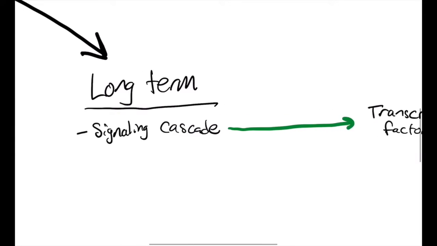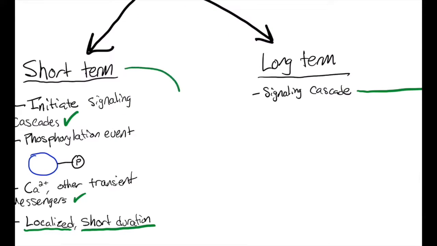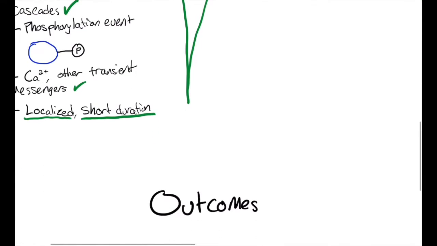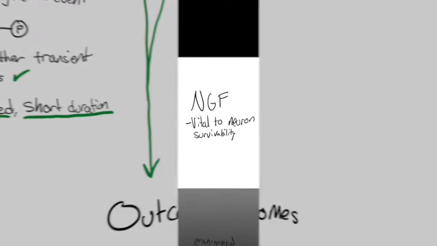In this video, we will explore several cases of receptor activation in the nervous system during development, making note of the short and long-term effects, as well as some of the differences and similarities between the two.